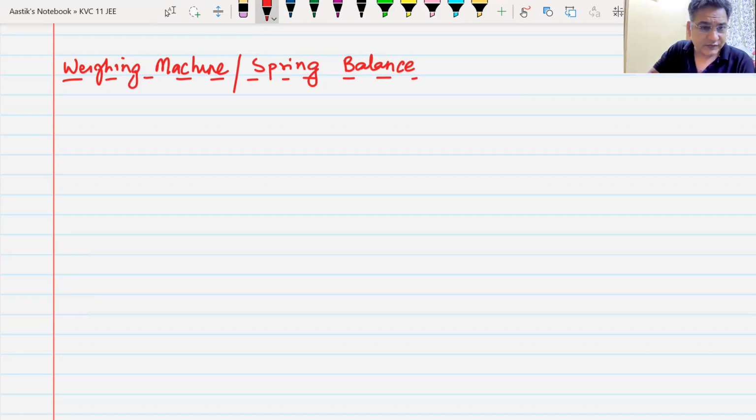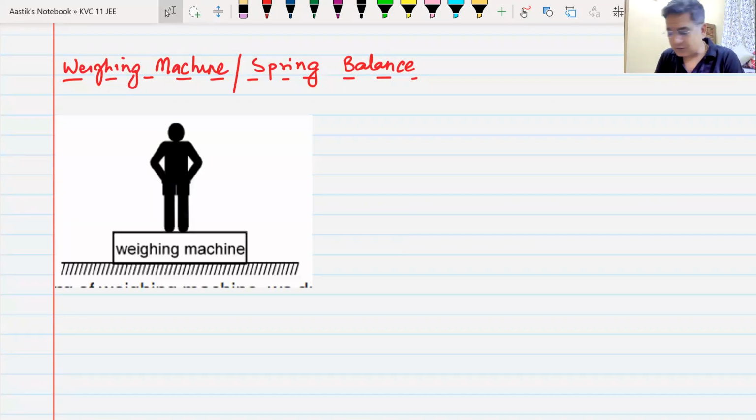Now, the question is, what does a weighing machine do? What does a weighing machine measure? Anyone? Tell me. Anyone can answer? Measures the weights. It measures the weight.